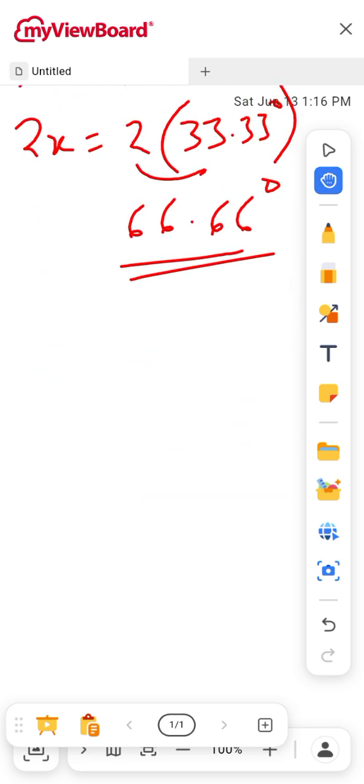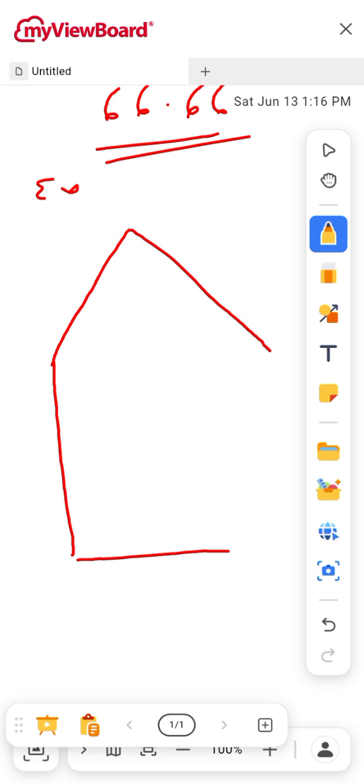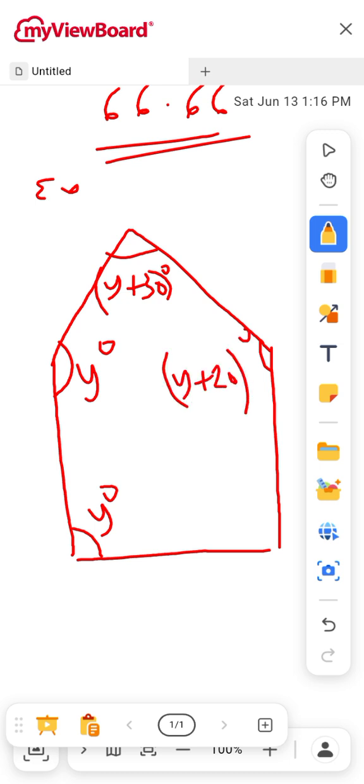Still under polygon. Let us look at this. I have this beautiful drawing here. Okay, this place is y. This place is also another y. They call this place y plus 30 degrees. They call this place y plus 20 degrees. And this place is also called y. The question says find y.